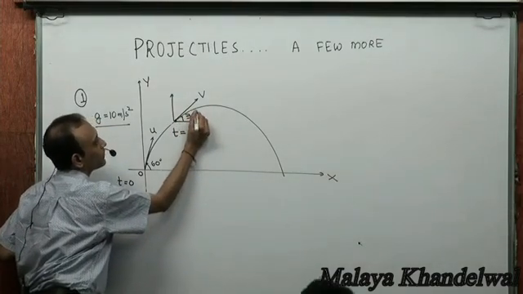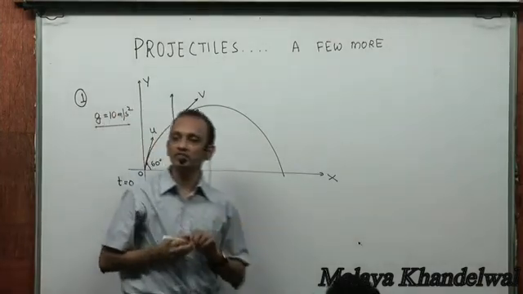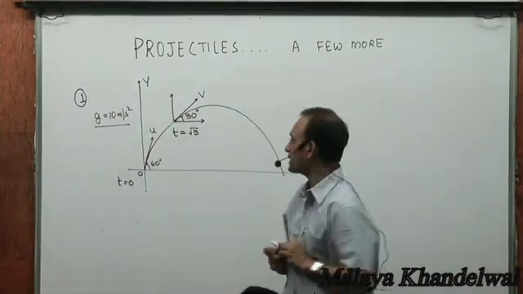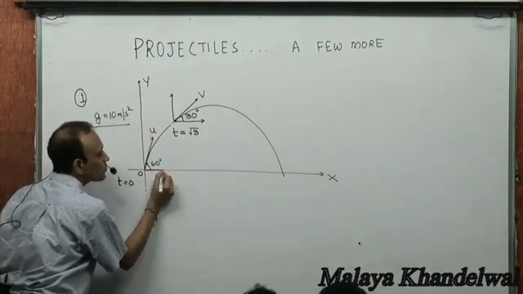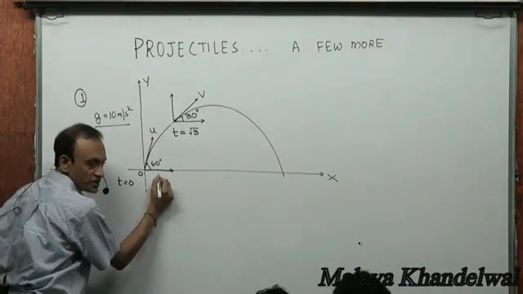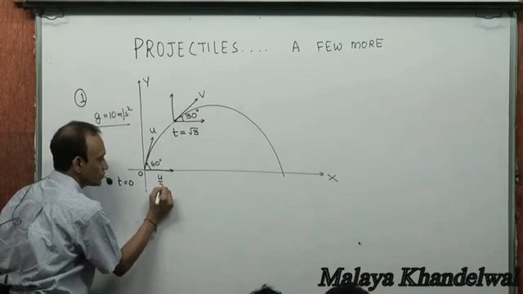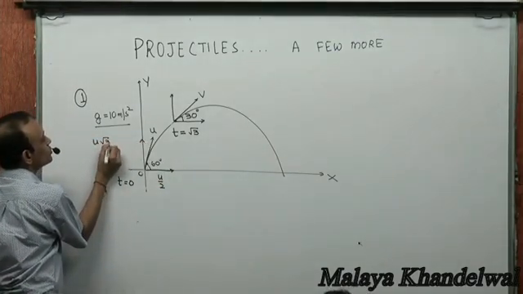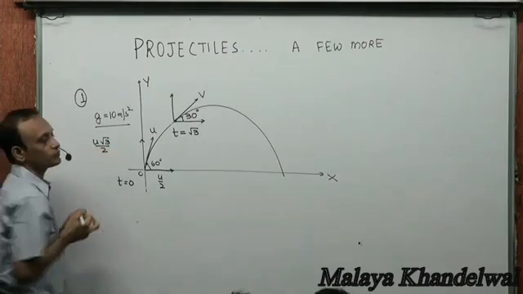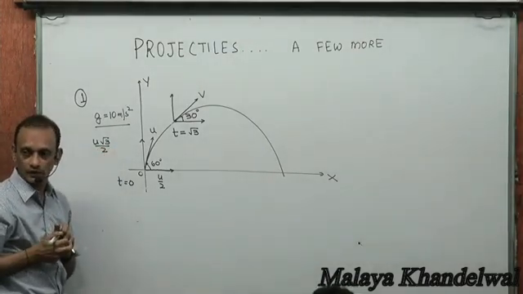to root 3. Root 3 seconds later, the velocity vector of the particle makes an angle of 30 degrees with the horizontal. I want to find the horizontal component of the velocity during the motion, right? Now, at this instant, what's the horizontal component? U cos 60 degrees means u by 2. What's the vertical component? U sin 60 degrees means u root 3 by 2, right?